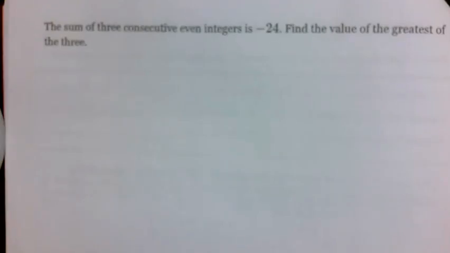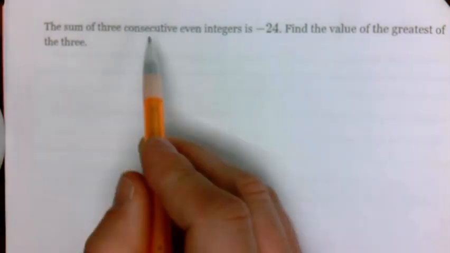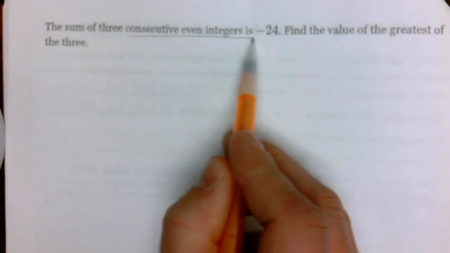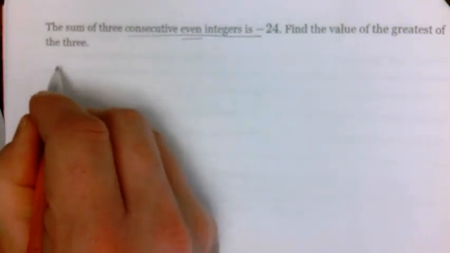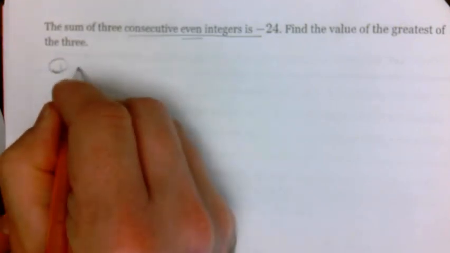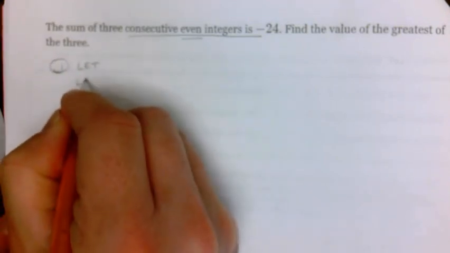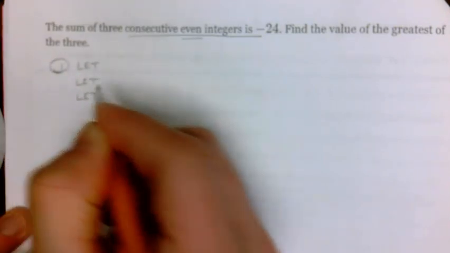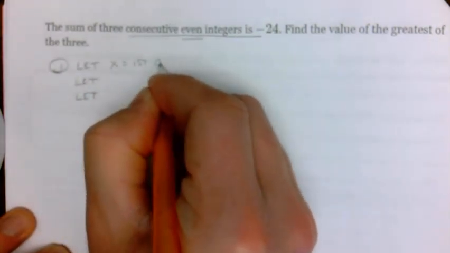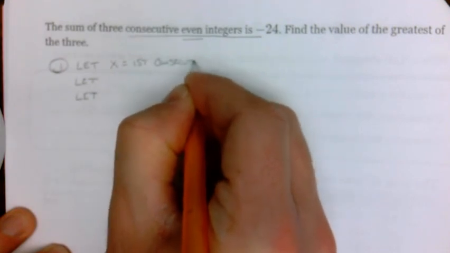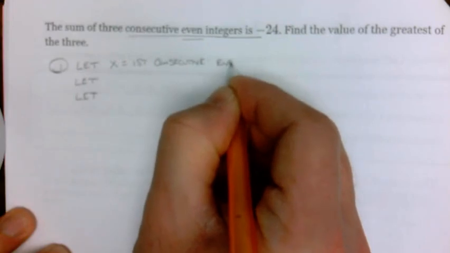In our next example, we're told that the sum of three consecutive even integers is negative 24. They want to know the greatest value of those three consecutive even integers. Just keep in mind here, we're looking at consecutive even integers this time. In step 1, when I write my let statements, again, there's going to be three of them. My first even integer, I don't know its value, so just call it x. That is the first consecutive even integer this time.